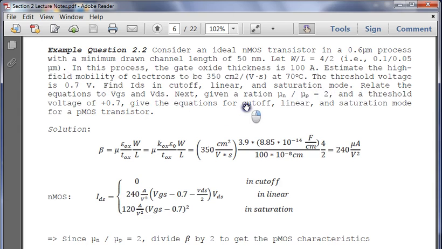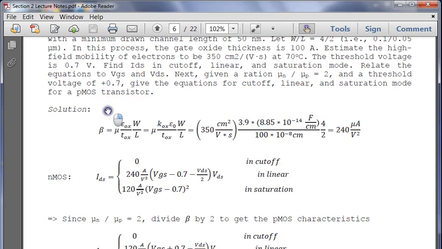Next, given a ratio of mu n over mu p equal to 2, find the threshold voltage, with a threshold voltage of plus 0.7. Give the equations for cutoff, linear, and saturation mode for the PMOS transistor. So we're going to take these equations and derive them. We already know beta. This is where you want to start. If you recall, all the equations are based off of beta, right?